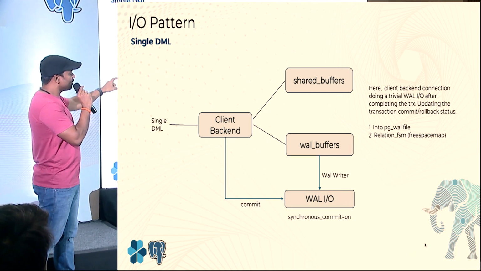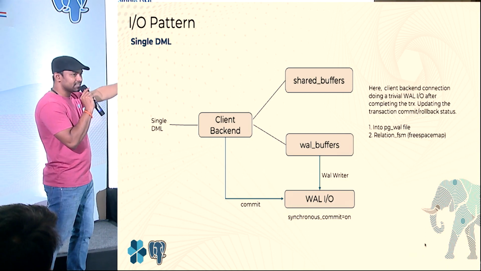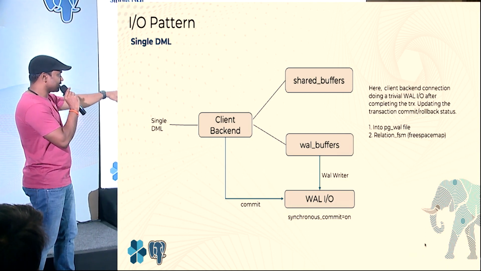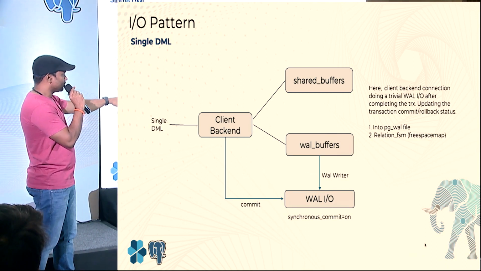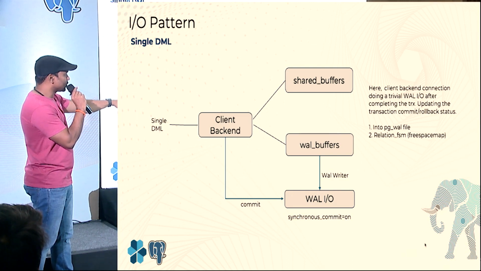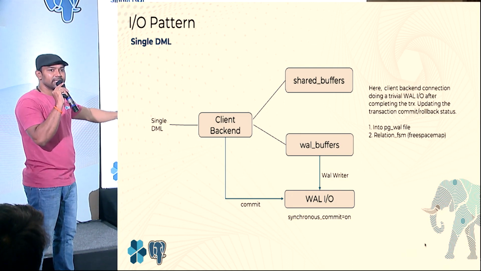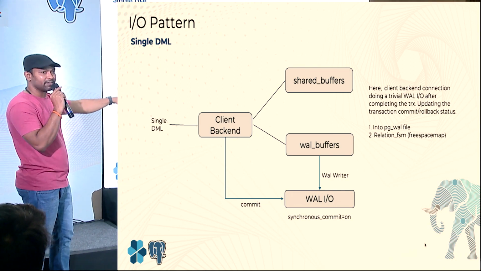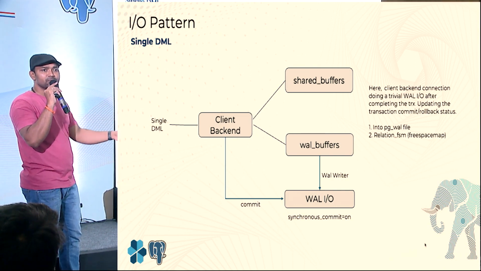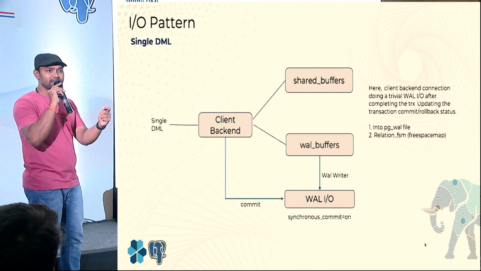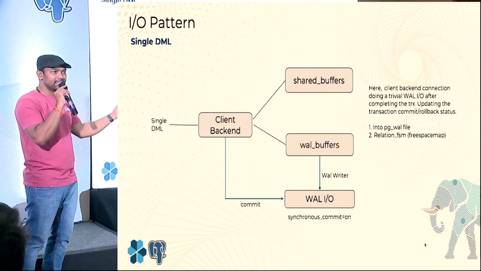The value we are trying to insert goes to shared buffers, and from shared buffers to WAL buffers, and from WAL buffers it goes to the WAL file. So here the I/O is done by the WAL writer. Even though you do a single insert operation, the WAL writer is the process doing the I/O for you.